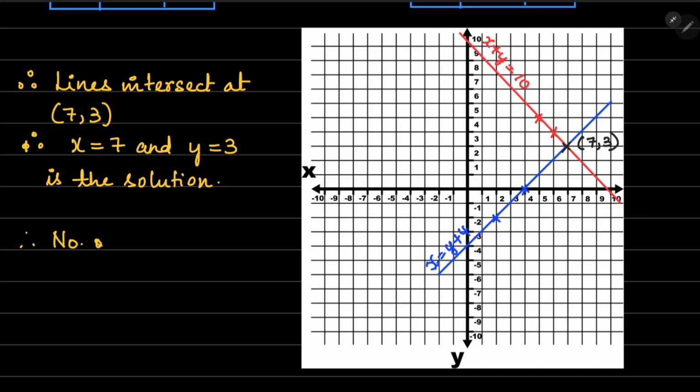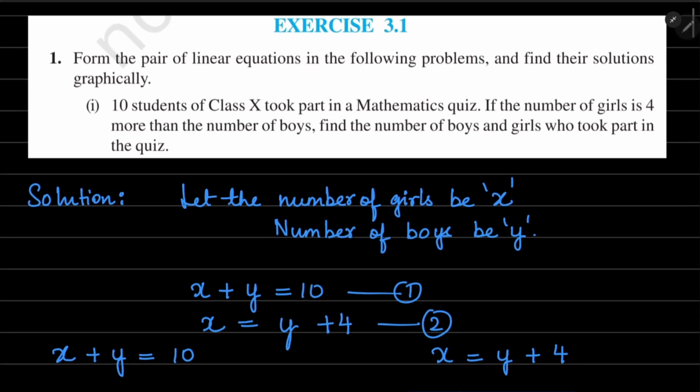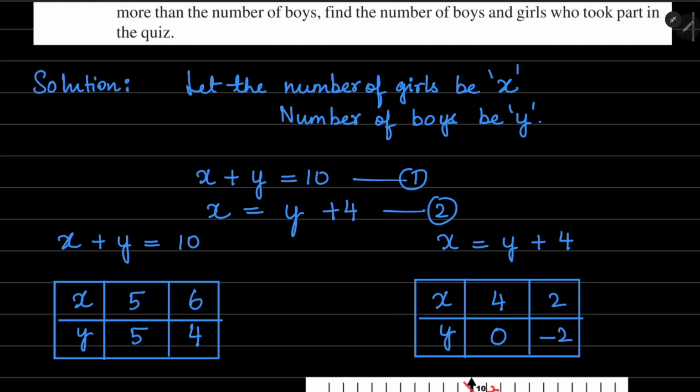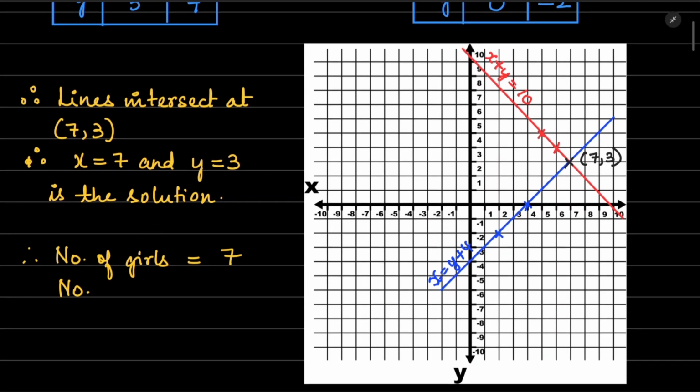The number of girls. Therefore the number of girls is nothing but 7, and the number of boys, which we assumed initially as y, number of boys will be 3. Number of boys is equal to 3. This is your final answer.